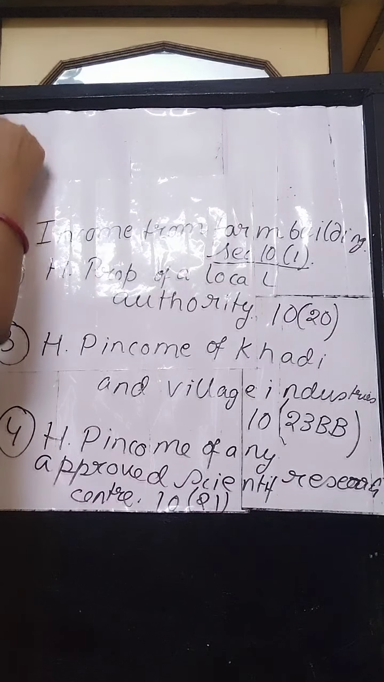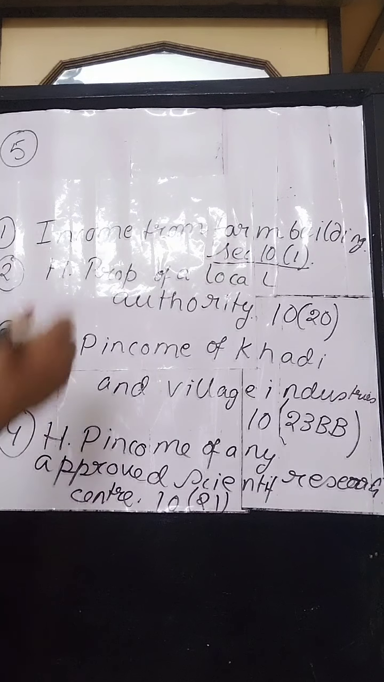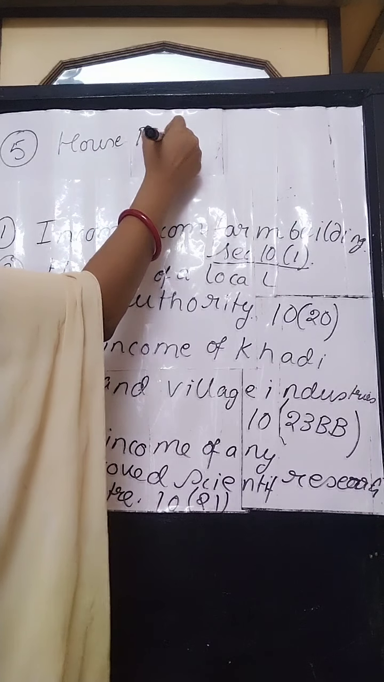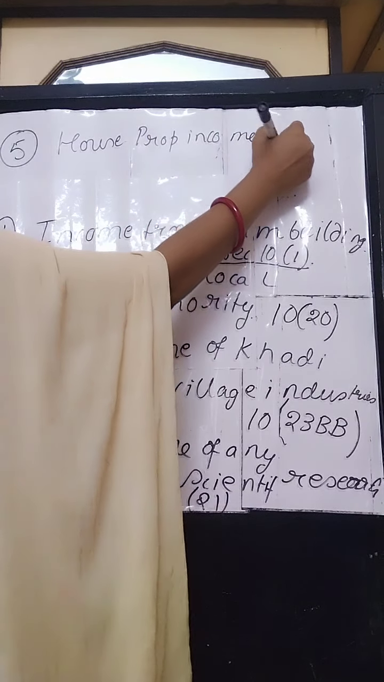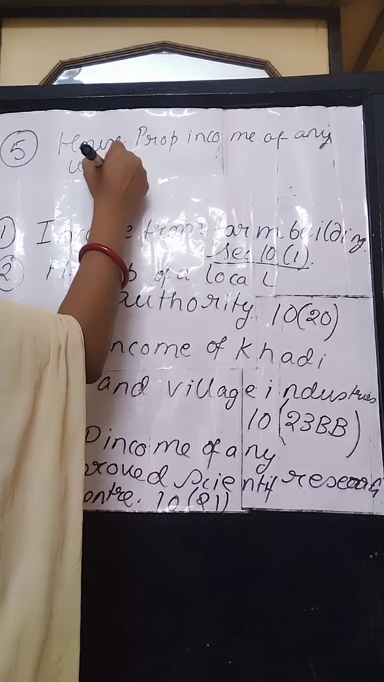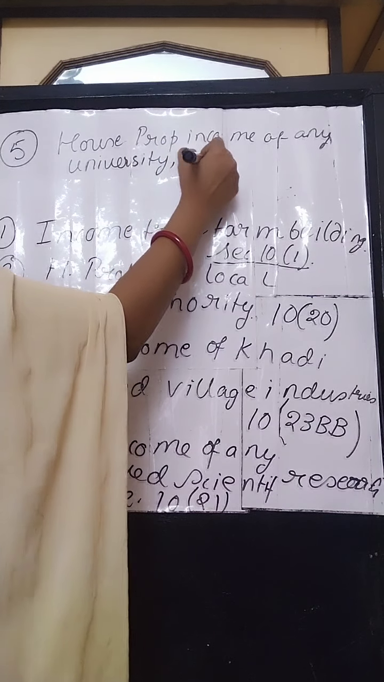Number 5 under this category comes house property income of any university or hospital or educational institution.